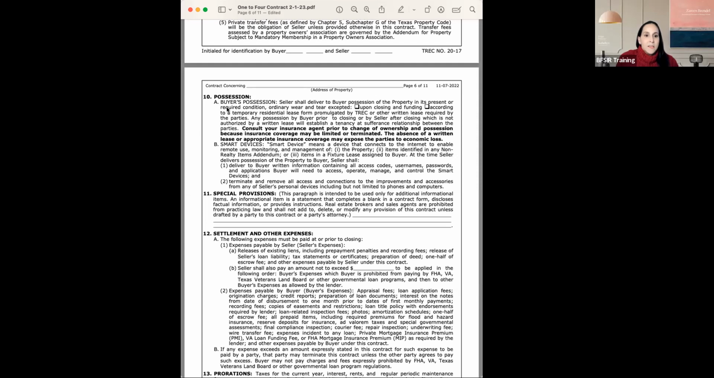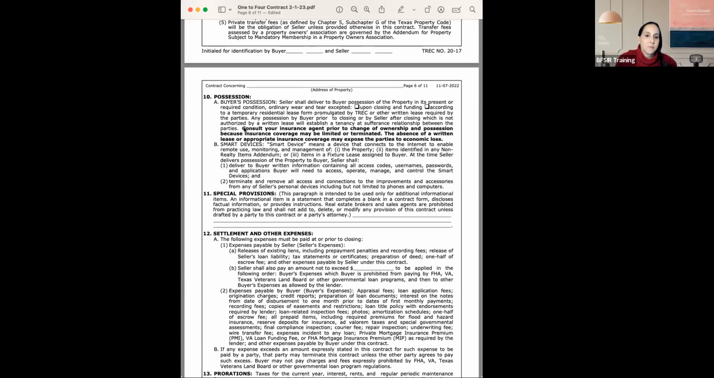Okay. Possession. Seller shall deliver to buyer possession upon closing and funding, or according to a temporary residential lease. So that's where that part goes, Susan. You are exactly right. If you are selling a property that has a residential lease in place with a tenant, you're going to say upon closing and funding, because the seller is delivering possession to the buyer to the extent that they have it, because they have keys. They're not giving them physical possession, but the buyer becomes the landlord. Any possession by buyer prior to closing that is not authorized by a written lease will establish a tenancy at sufferance. Just don't do that, is my recommendation.